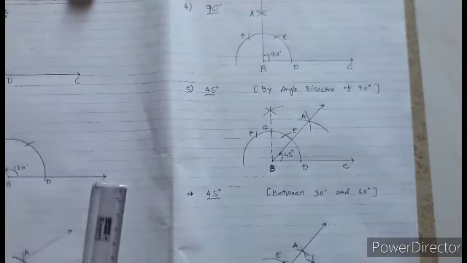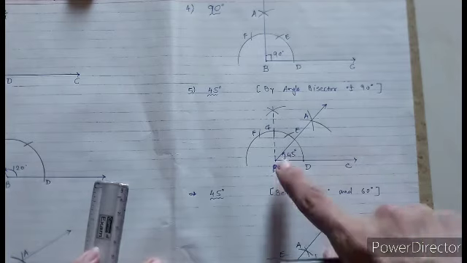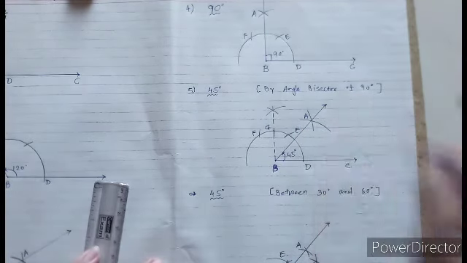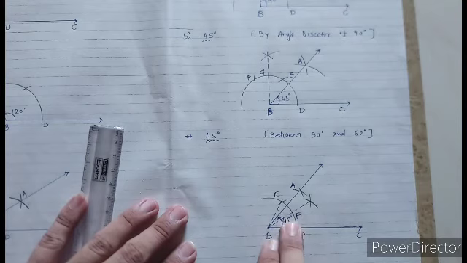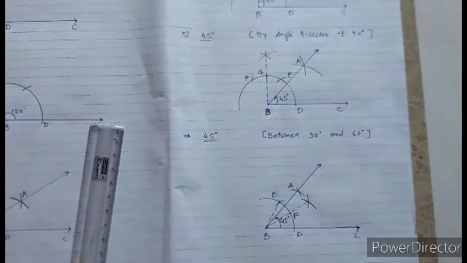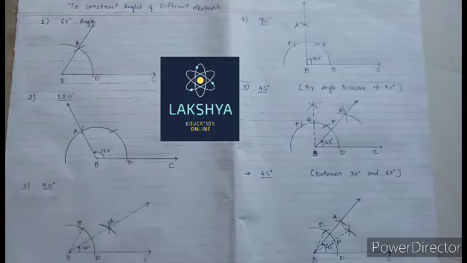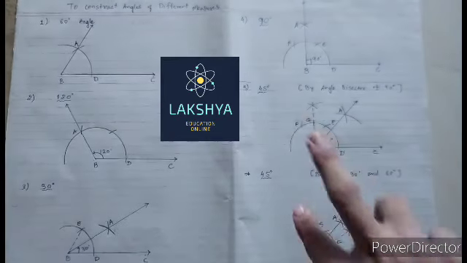The first method was to construct a 90 degree angle and construct its angle bisector. And the second method is to construct a 60 degree and a 30 degree angle, and between 60 and 30 you can get a 45 degree angle. So dear students, these are the methods to find angles of 60, 120, 30, 90, 45 and 45 by 2 methods.